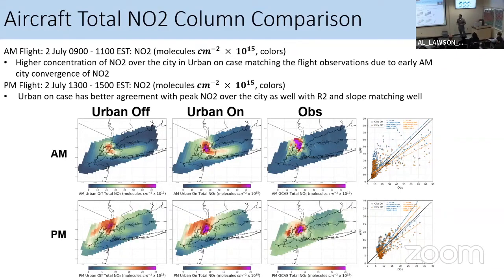For the PM flight, the urban off case had a much lower, reduced magnitude versus the urban on case, which highlights the fact that you do need to include these cities to capture how the stalling effect of the city occurs and how the thermal gradients like the sea breeze effect occur.